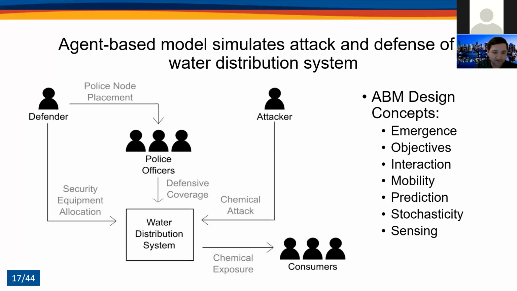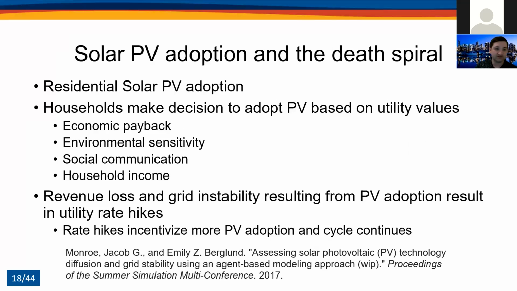The objectives for maximizing damage or minimizing damage on the defender side, interaction with the water distribution system between the attacker and the defender in the water distribution system, mobility of the attacker and the defenders through roving strategies, and also looking at prediction, stochasticity, and sensing, just to give you an idea of the main terms that we're trying to illustrate with these models.